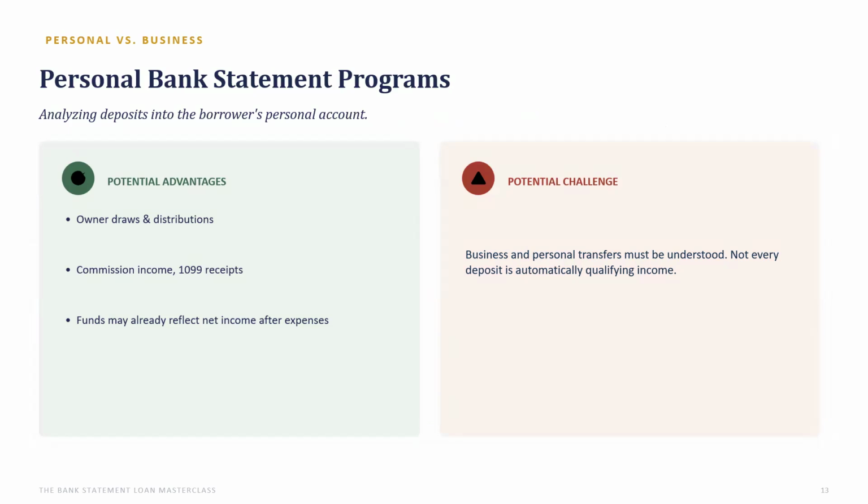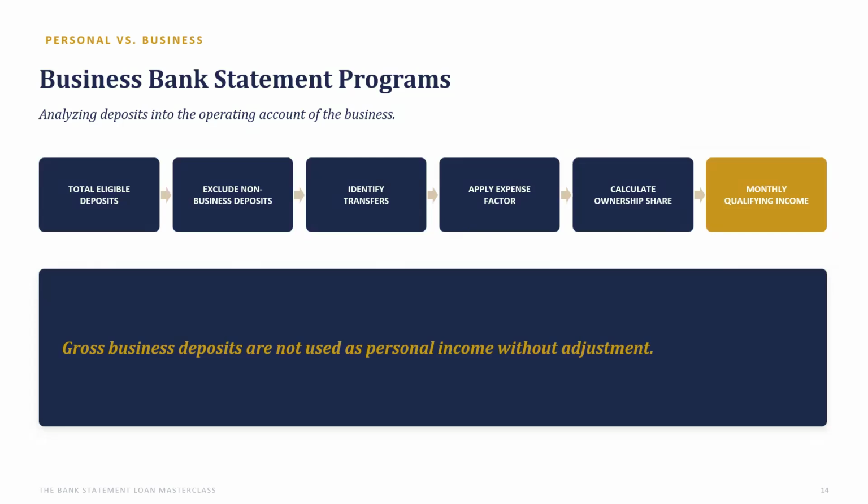So, personal bank statement programs. Here are some potential advantages: owner draws, distributions, commission income, 1099 receipts. Funds may already reflect net income after expenses. The challenge: business and personal transfers must be understood. Not every deposit qualifies as income automatically, right?